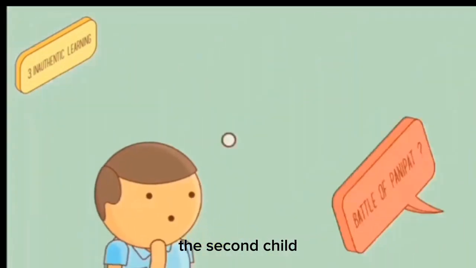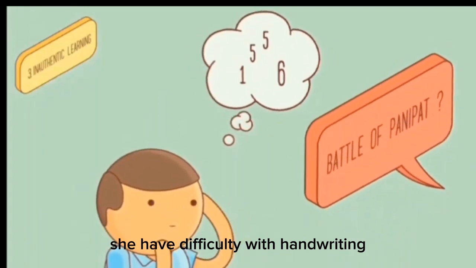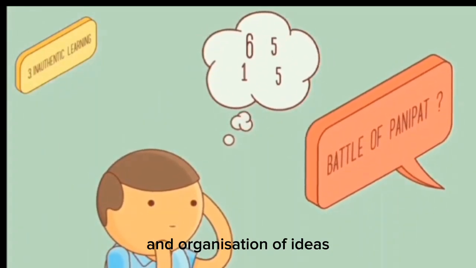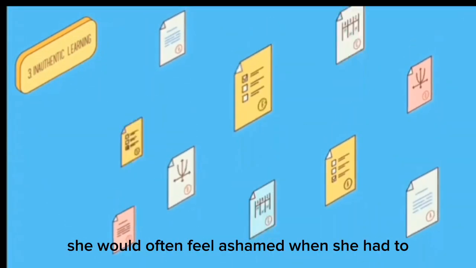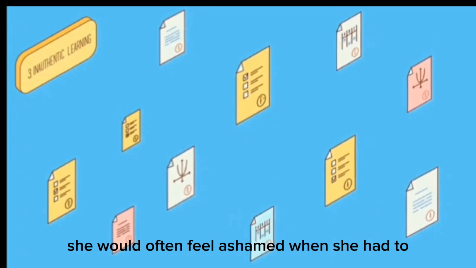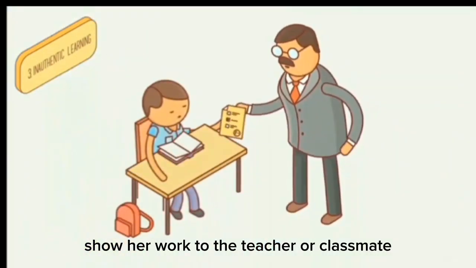The second child had difficulty with handwriting and organization of ideas, often leading to a messy and unreadable paper. She would often feel ashamed when she had to show her work to the teacher or classmates.